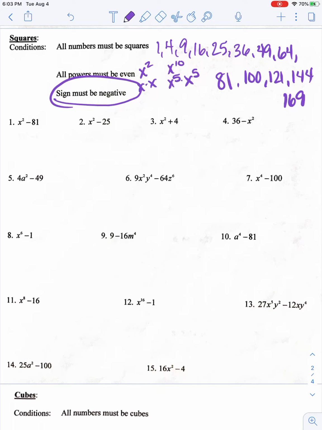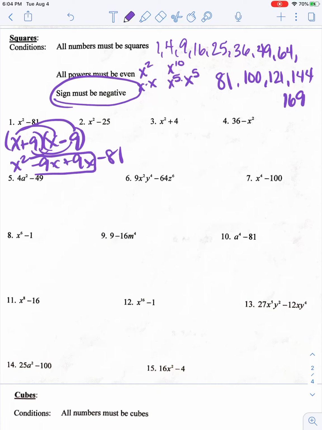So number 1 fits all the conditions. 81's a square. My power's even. I have a subtraction sign and to factor squares, it's super easy. It's the same thing in both parentheses. 81 is a square because it's 9 times 9. 1 plus, 1 minus. Here's why. If I were to multiply this back out, I need these middle 2 terms to cancel out. And that's why I have to have 1 plus 1 minus. Now, in having 1 plus 1 minus, that's why that 81 has to be negative, which is why the sign in the middle must be negative.